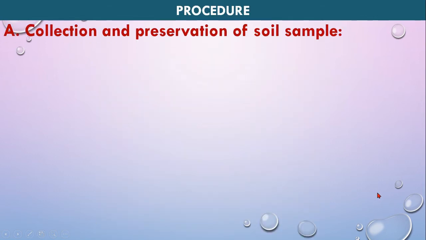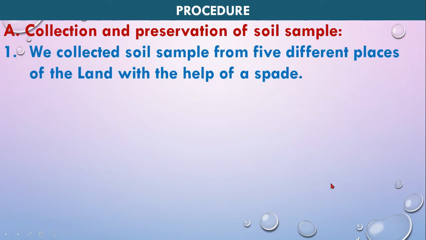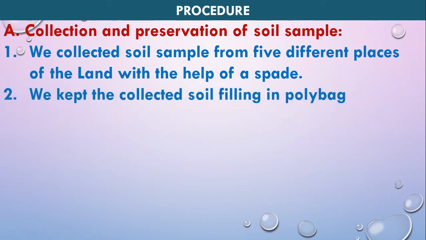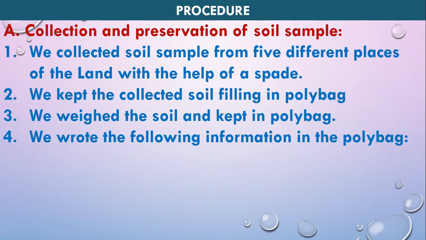So what will be the procedure to do this practically, where you can find collection and preservation of soil sample? First you have to do these steps: we collect soil samples from 5 different places of the land with the help of a spade. Then we collect the soil, fill it in the polybag, weigh the soil and keep it in the polybag as well. And then we write the following information on the polybag.